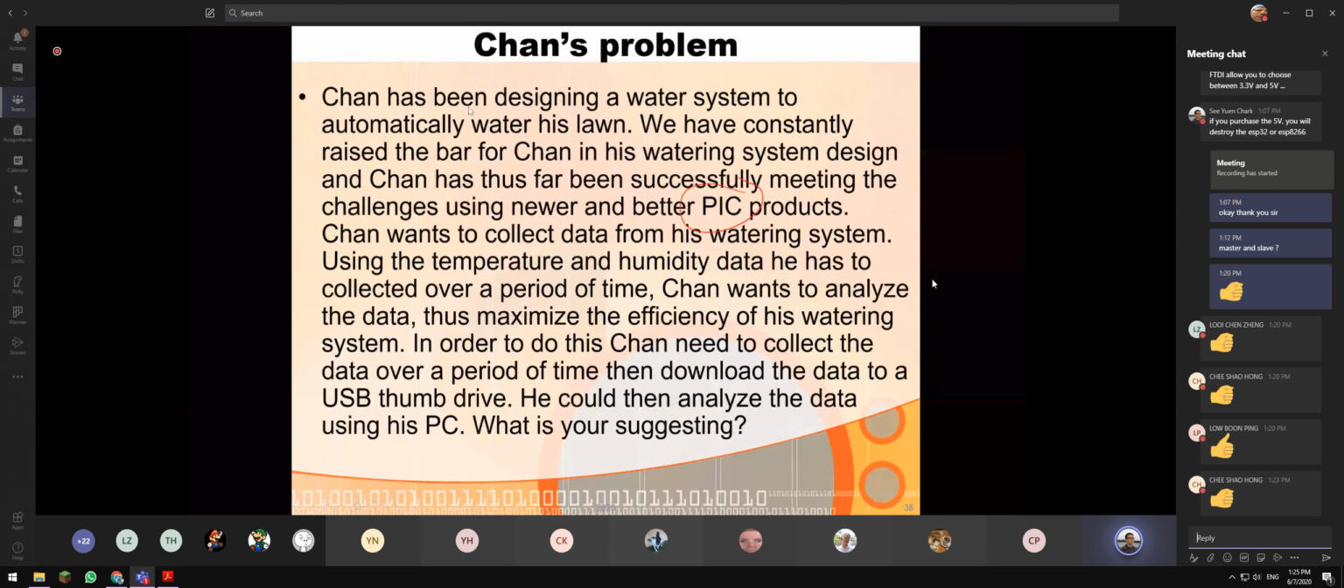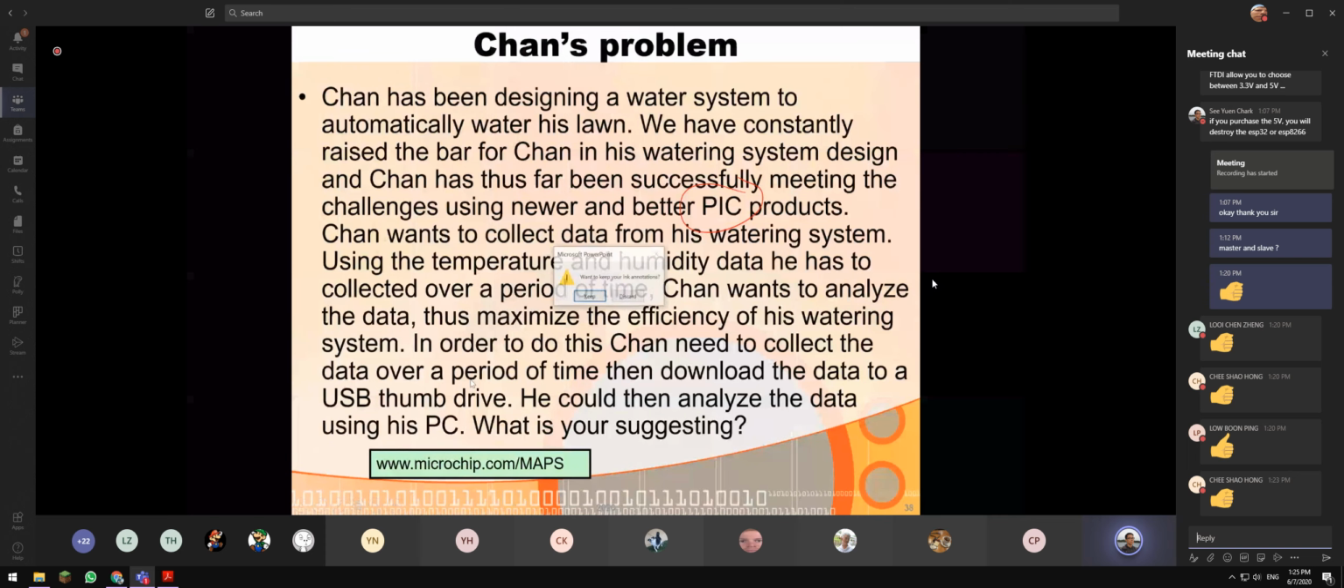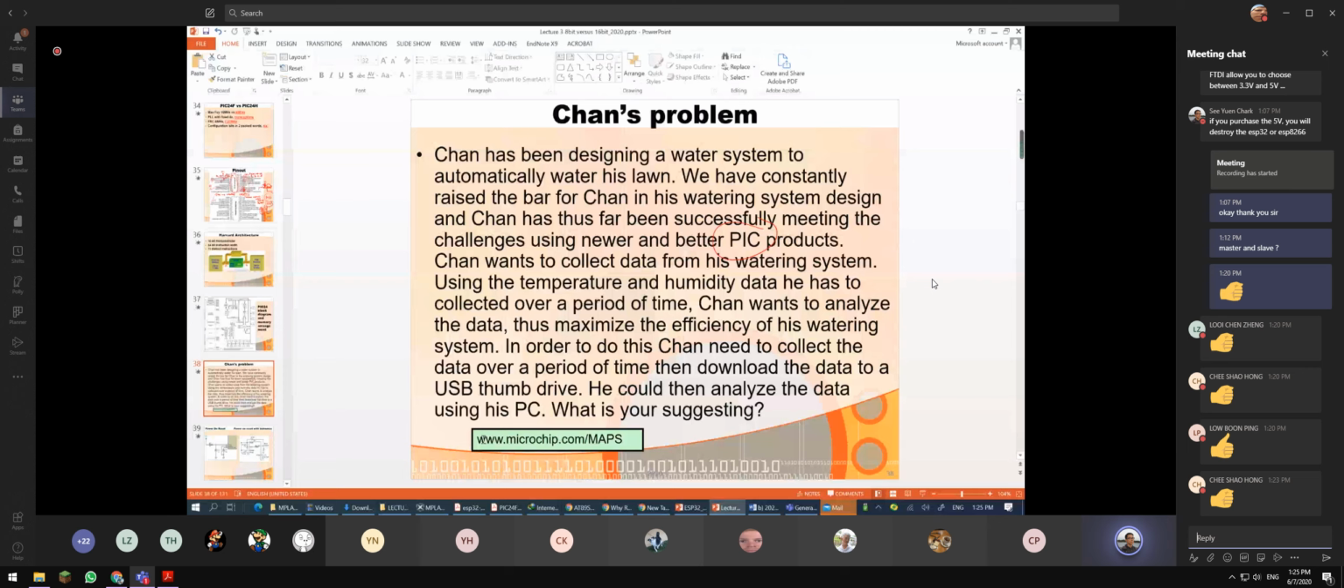You want to have all these features. Which microcontroller suits this design? So luckily, Microchip has something called Microchip MAPS. Okay, what is so interesting in these Microchip MAPS?